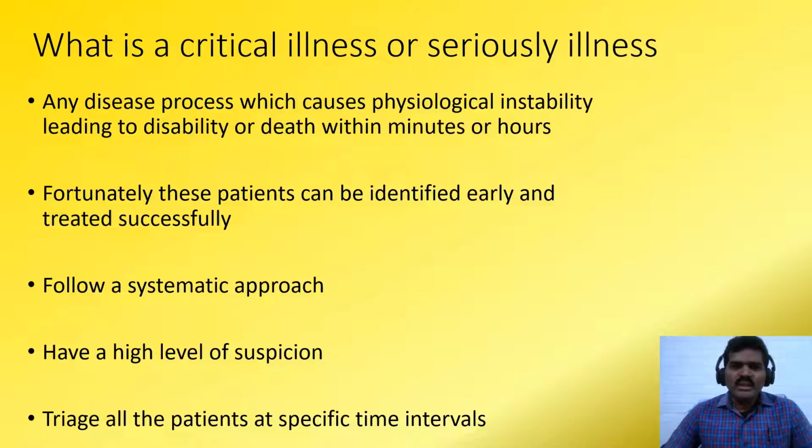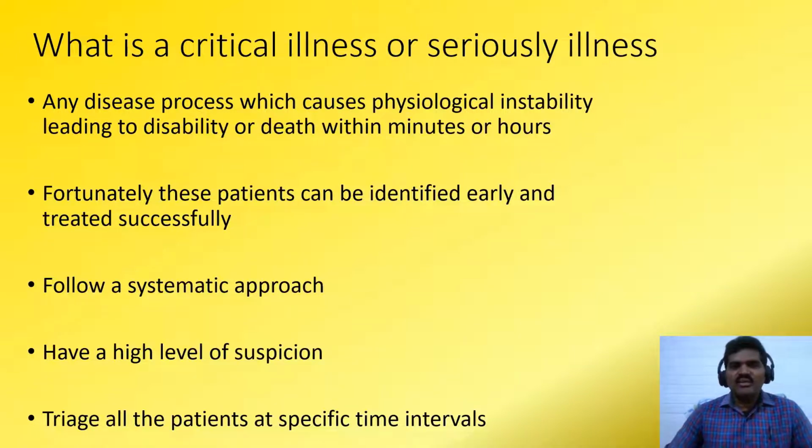So, what do you mean by a critical illness or a serious illness? A serious illness or a critical illness is any disease process which causes physiological instability that leads to disability or death within minutes to hours. Fortunately, these patients can be identified early, and they can be treated successfully and they can be saved. The only thing you need to do is follow a systematic approach. Don't miss the crucial steps.